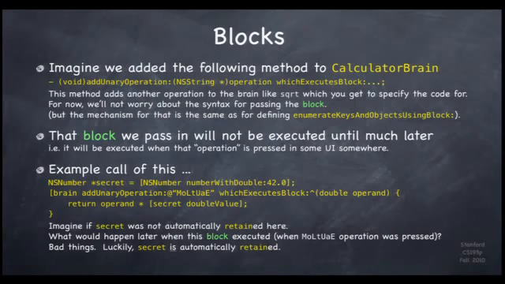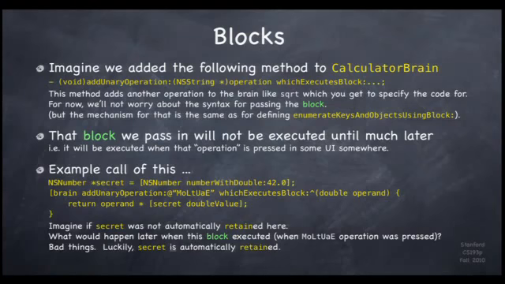Okay, now that block, that line of code, return operand times secret double value, that's not going to get executed right now. That's not going to get executed until later when someone calls perform operation with Multithreading, right? When they call perform operation with that, it's going to execute this block of code. So we better have secret staying around till then. That's why secret gets retained.